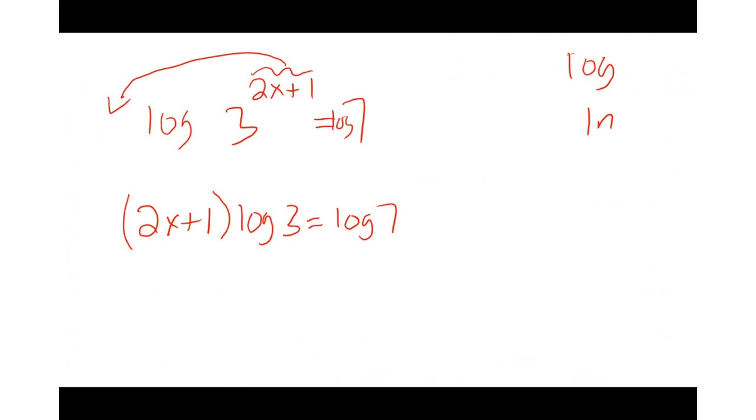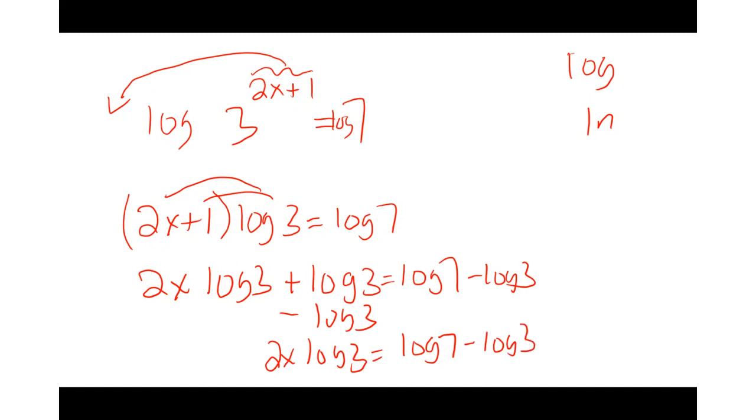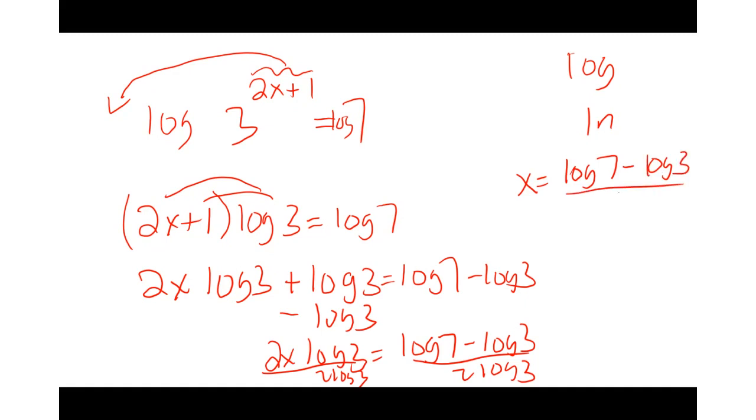All right. Which then allows you to distribute and get 2x log 3 plus log 3 equals log 7. Subtract log 3, and you'll get 2x log 3 equals log 7 minus log 3. And then we'll divide by 2 log 3. And that gives us our final answer of x equals log 7 minus log 3 over 2 log 3. Okay.